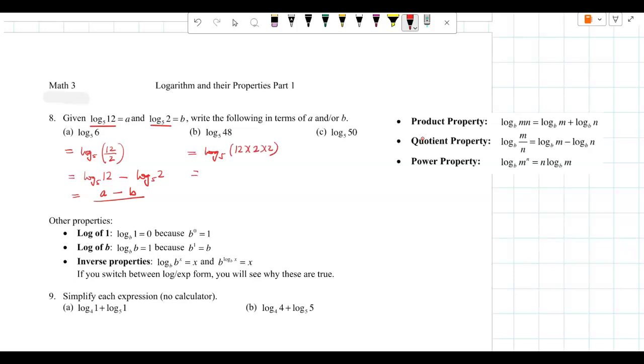So log base 5 of 12 times 2 times 2. Now use the rules of logs. Log 12 plus log 2 plus log 2 base 5. So what is log 12? Log 12 is equal to A. Log 2 is B, plus B. You know this because it's given to you. A and B, and this is your B.